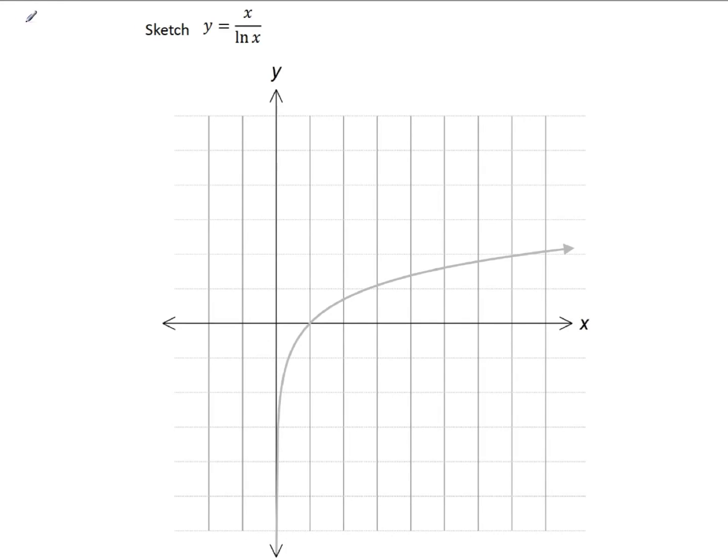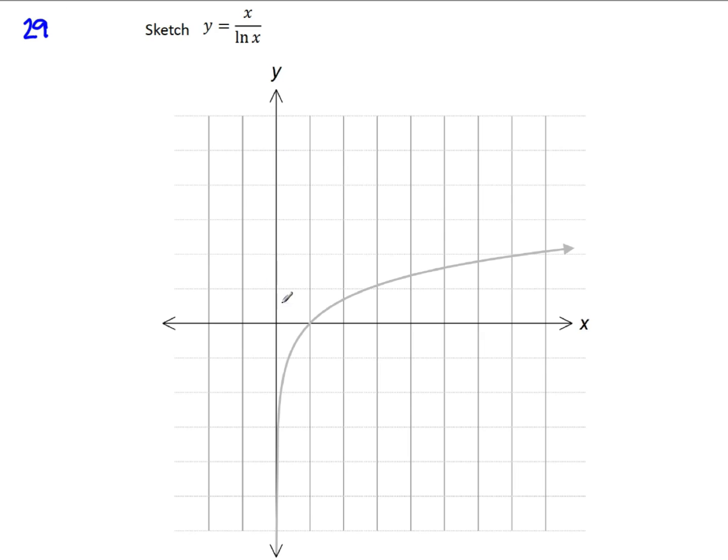Okay, in the booklet I'm up to page 29. So we're graphing y equals x on ln x. We're continuing step 8, which was sketching division of functions. And we're having a go at this one. First thing we're going to do is draw y equals x.